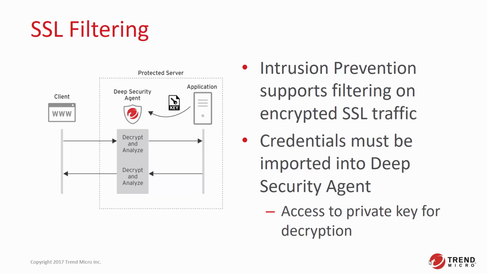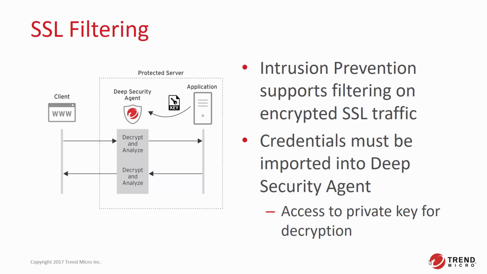The Intrusion Prevention Protection module supports filtering of encrypted SSL traffic. In this case, the credentials that are required to decrypt the SSL traffic must be imported into the Deep Security Agent in either PKCS#12 or PEM format. Windows computers have the option of using the Crypto API directly. The credentials are required to give the Deep Security Agent access to the private decryption key that it will need to decrypt the necessary traffic. The Deep Security Agent does not support filtering SSL connections on which SSL compression is implemented.